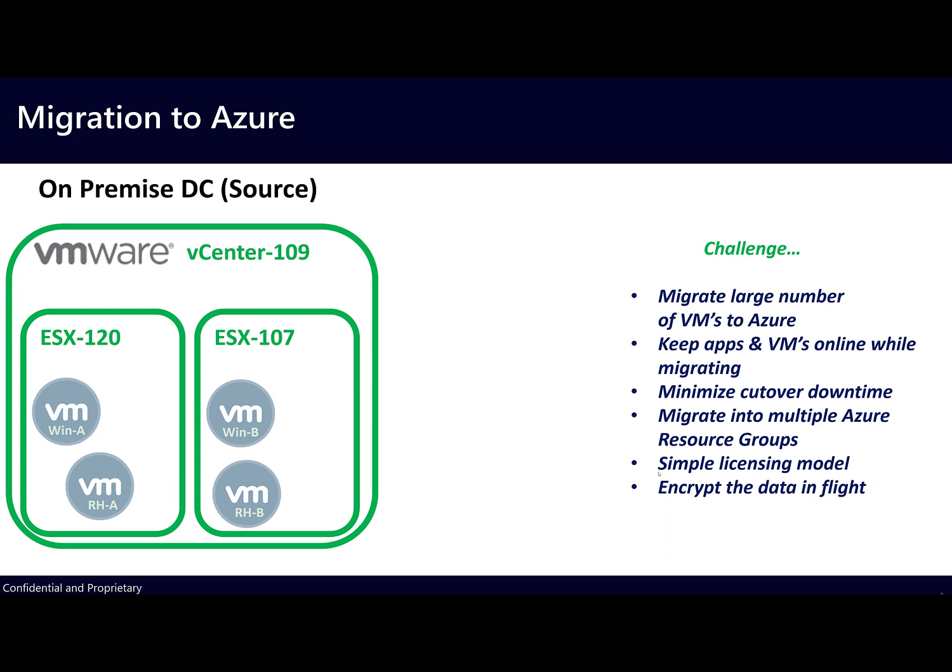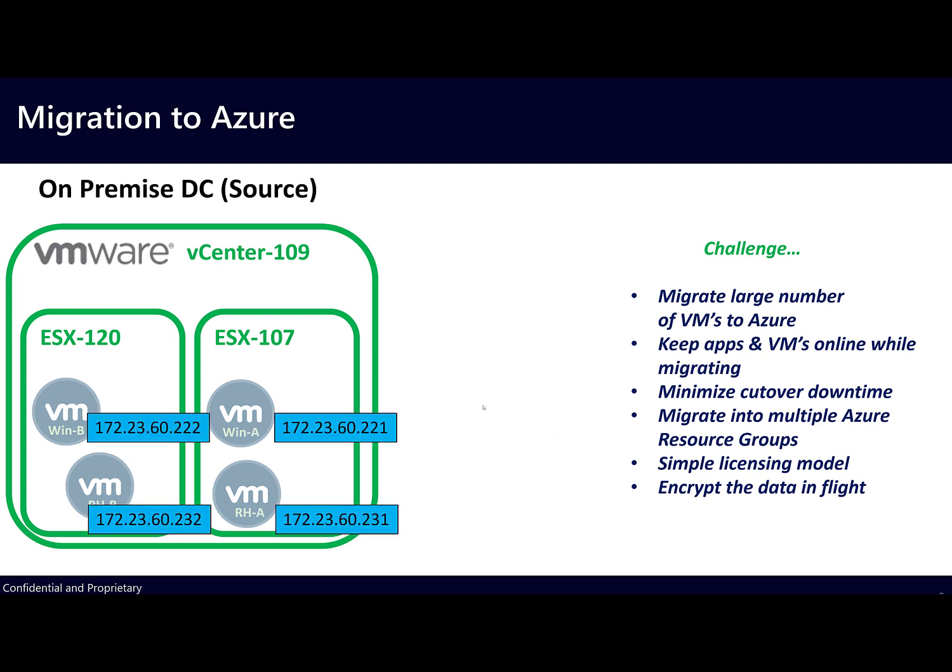We should be able to offer a very simple licensing model based on capacity. And of course, the data should be encrypted from the on-prem data center to Azure so that it's absolutely secure, and of course do compression and so on to reduce the bandwidth requirement.